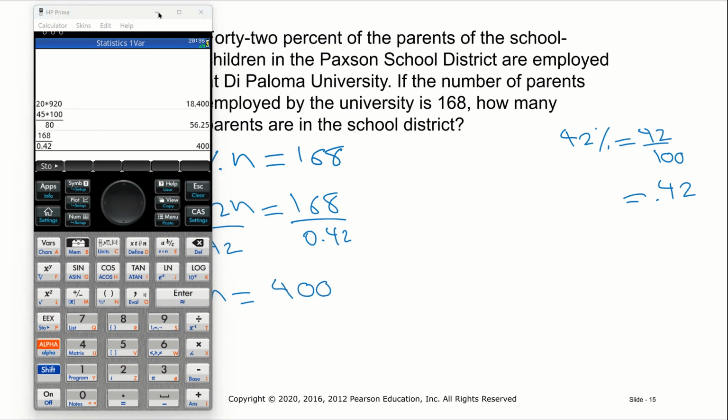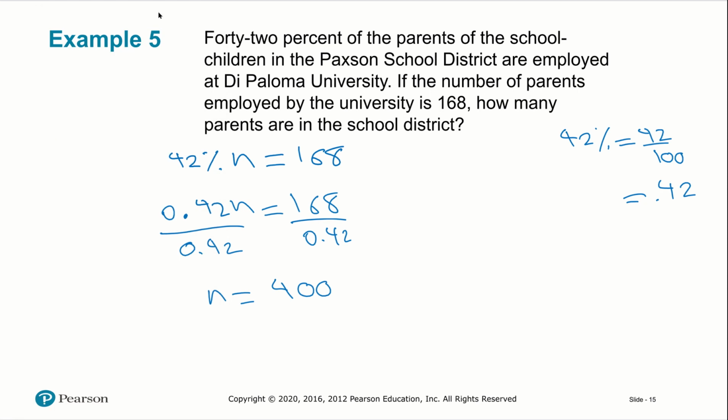So how many parents are in the school district? 400 parents, right? Like so. All right, so again, with all of these, do try them first before you watch me. And if you didn't get it right, once you learn how to do it correctly, then just start from scratch, see if you can do it then without any help. Keep doing that until you can do it with no help at all, okay? And that's when you've got it.